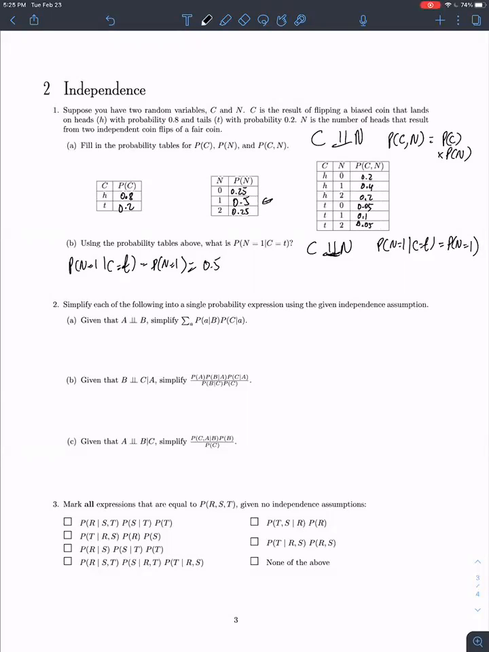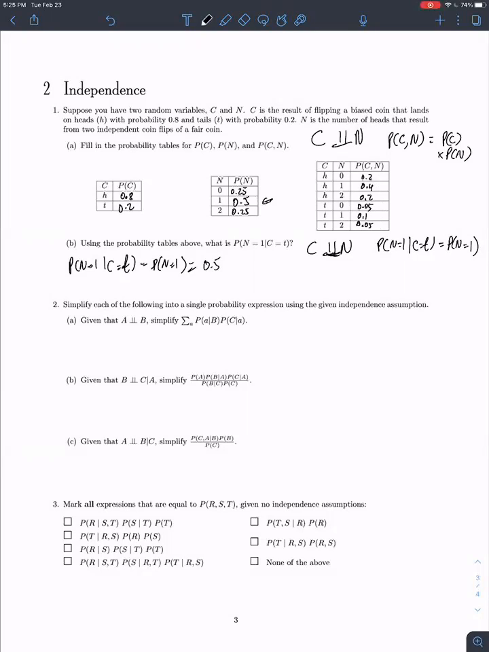So you can see how that made life a lot easier, right? We didn't have to use Bayes' rule. We didn't have to have this big fraction with a bunch of terms in it. Life was nice. Things are nice when things are independent. All right. Now simplify each of the following into a single probability expression using the given independence assumption. So we're going to be able to simplify things given independence. That just shows how great it is.